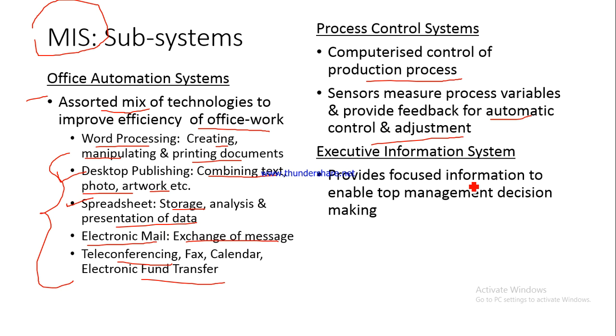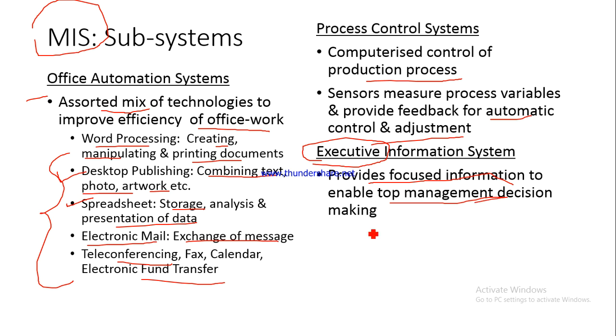And then we have the executive information system. Now I hope you know what executives are. We are not talking of the operational level employees, we are talking of the middle level and the top level managerial personnel, and they also require information so that they can take various decisions. Basically, the executive information system is one component of MIS which provides focused information to enable top management decision making.